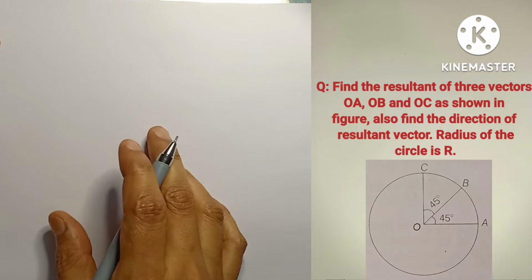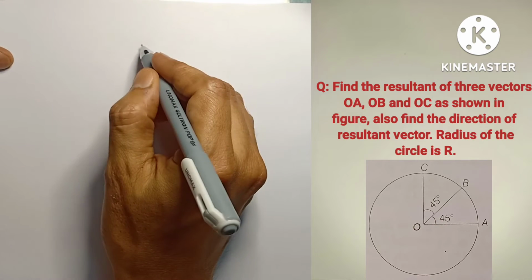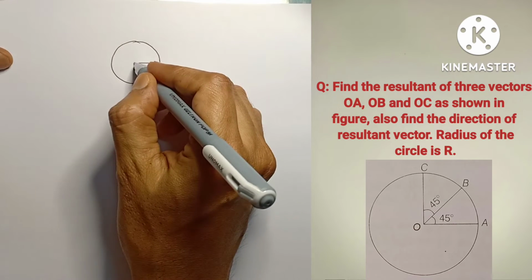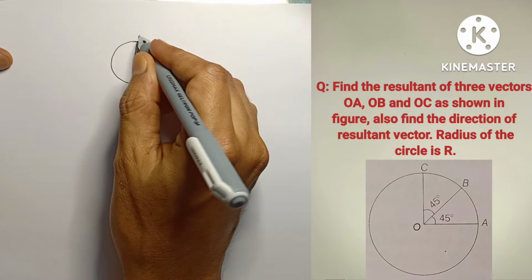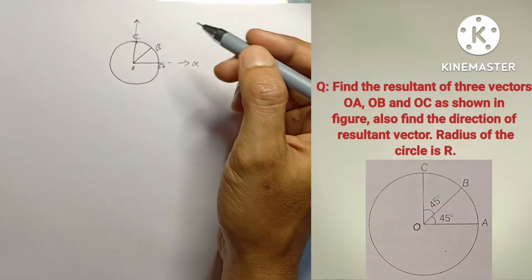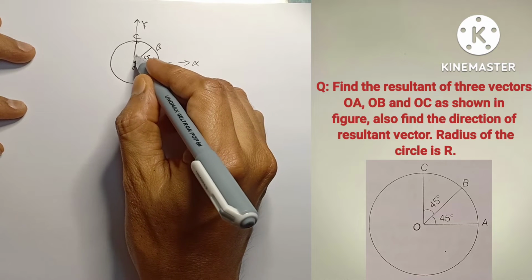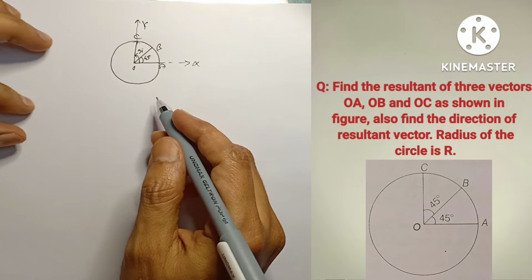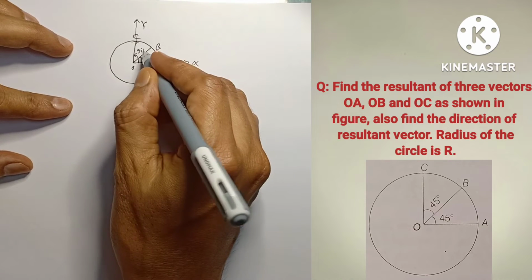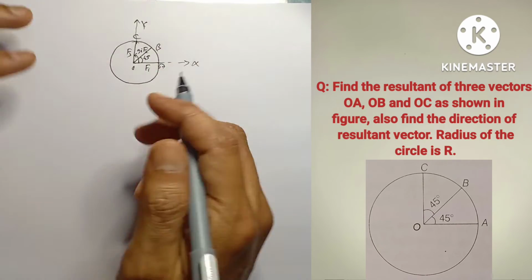The next problem is to find the resultant of three vectors. Here given OA, OB and OC. Suppose one is along the x-axis, another perpendicular along the y-axis, this is 45 degrees and this is 90 degrees. To find the resultant of all these three vectors, suppose this is f1 vector, this is f2 vector, and this is f3. OA equals f1, OB equals f2, and OC equals f3.